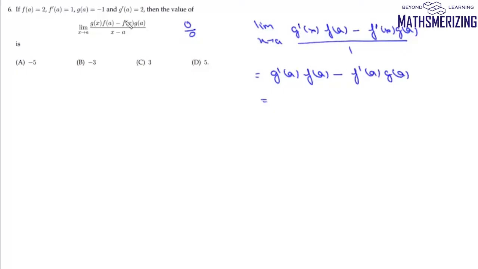Now what's g dash a? g dash a is 2. What's f(a)? f(a) is also 2 minus f dash a, it is 1 and g(a) is minus 1. So it will be 4 plus 1 and that will be 5, and that's your option number D.